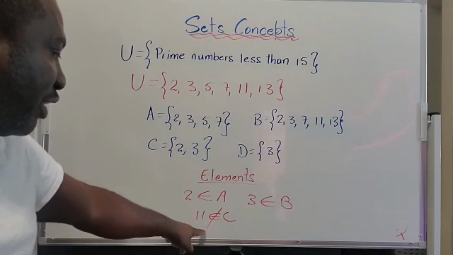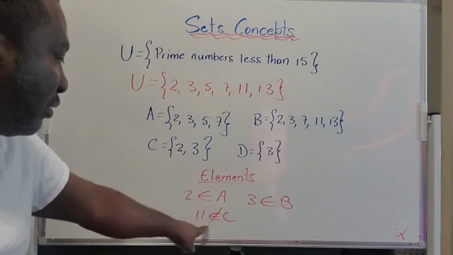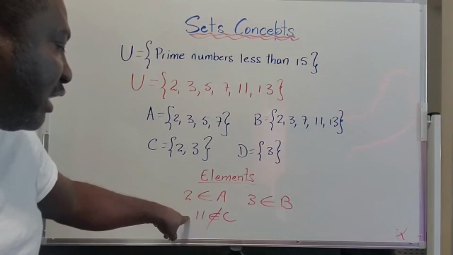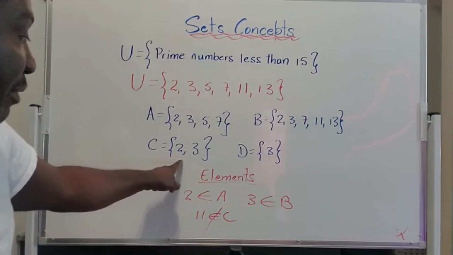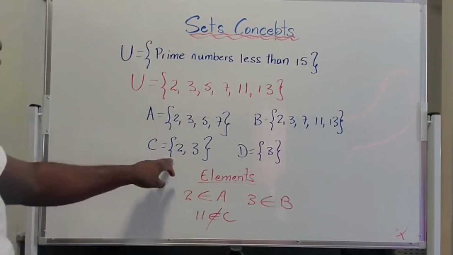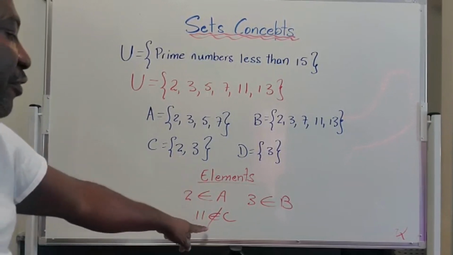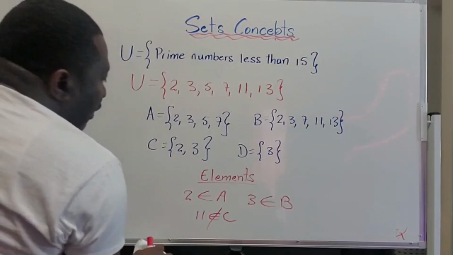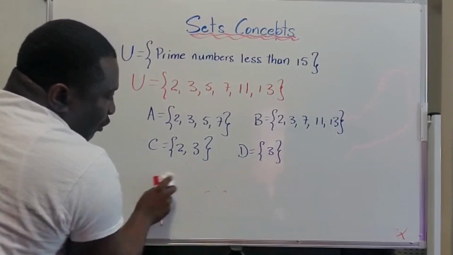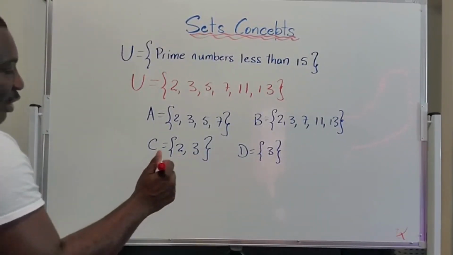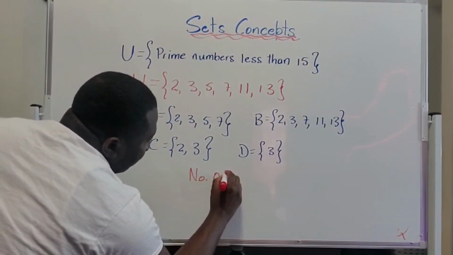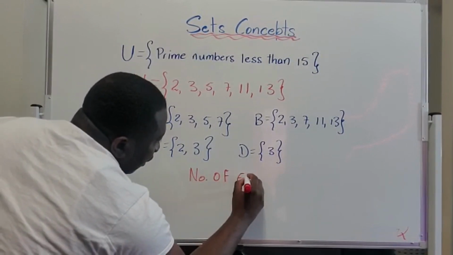So note what I've done here. This is the symbol representing not an element. This is the symbol indicating that it is an element. So as you can see from here, 11 is not a member of set C. I'm just reinforcing each concept using the information we have. Let's look now at the number of elements.